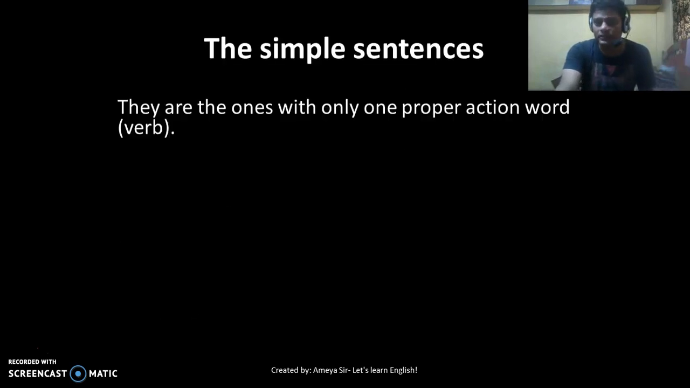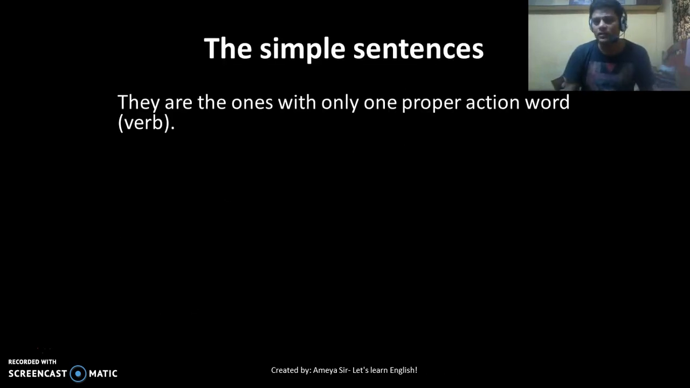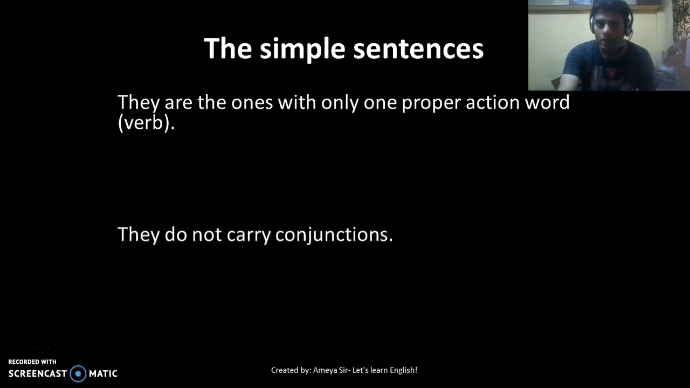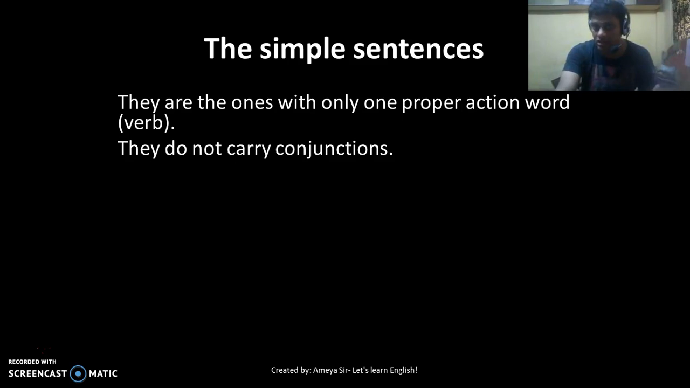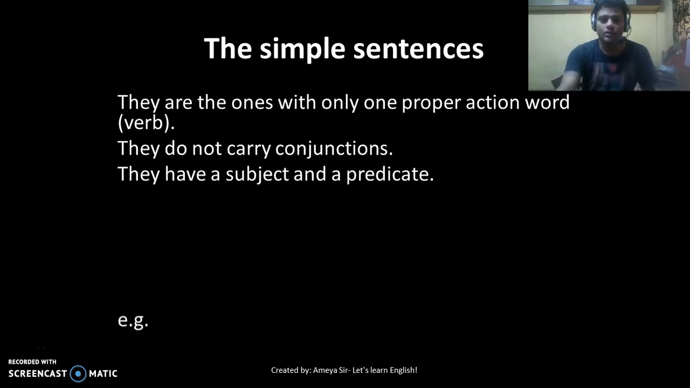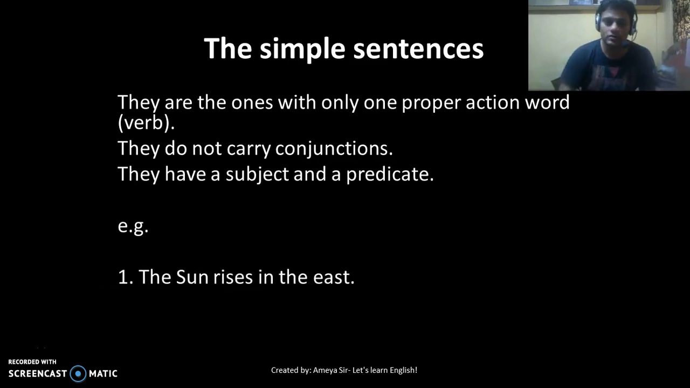The simple sentences then. Now these are lines where there's only one proper action word, only one proper verb. They do not have any conjunction, so no subordinators, no coordinators. They have a subject and a predicate. Now let's look at this simple example. The sun rises in the east. What a simple sentence.